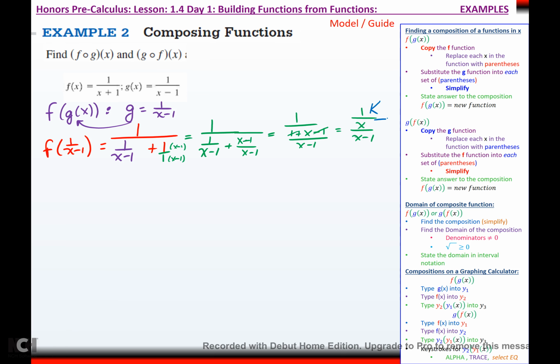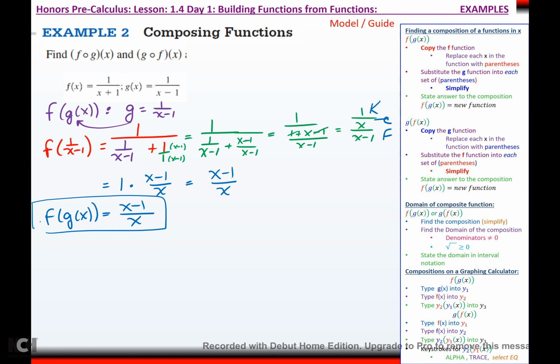Keep, change, flip, and that's going to be 1 times x minus 1 over x, which gives me x minus 1 over x. So I would say that f of g of x equals x minus 1 over x.